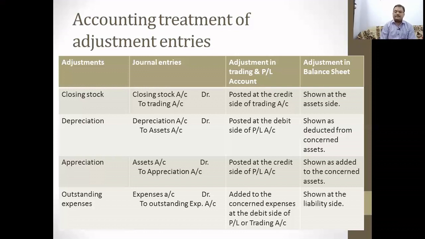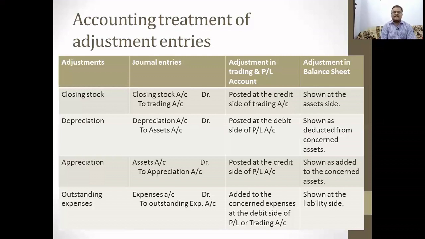So we show it at the credit side of trading account and at the asset side of balance sheet. Depreciation, as we discussed earlier, what is depreciation? Depreciation is a downfall of price of fixed assets. That is called depreciation. It is a kind of loss.